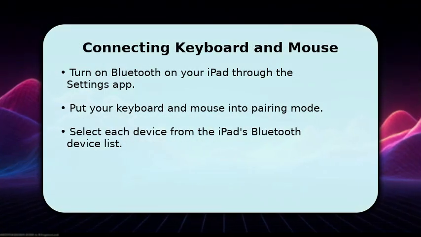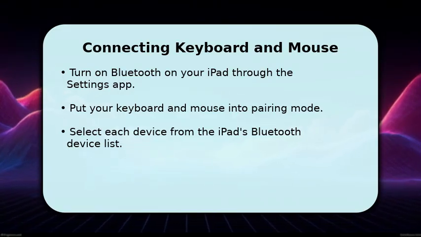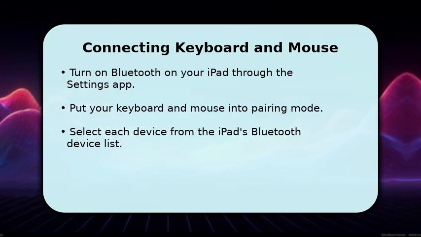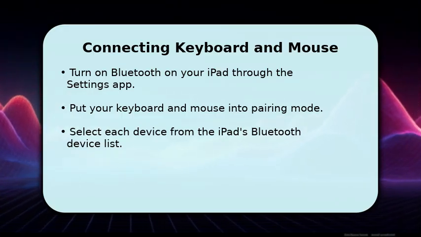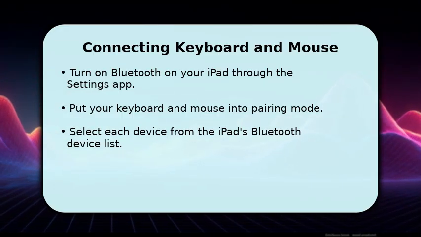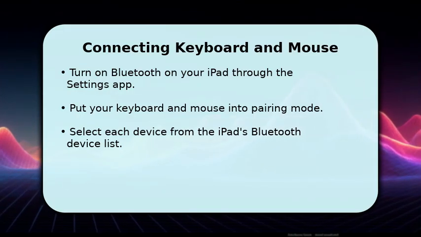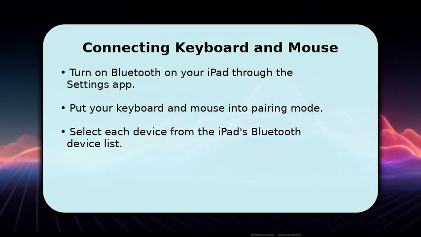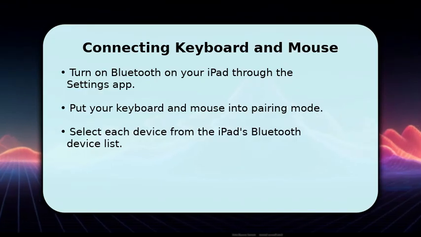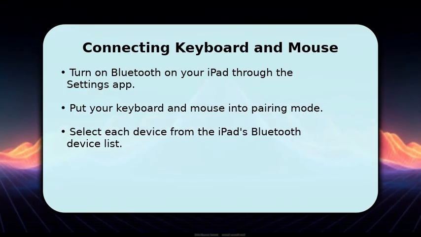To begin, open the Settings app on your iPad and tap on the Bluetooth option. Make sure Bluetooth is toggled on. Then, activate the pairing mode on both your wireless keyboard and your mouse. You will typically see a small light blinking on the devices when they are ready to connect. Once they appear in the iPad's device list, simply tap on each one to establish a secure connection. This usually takes just a few moments.